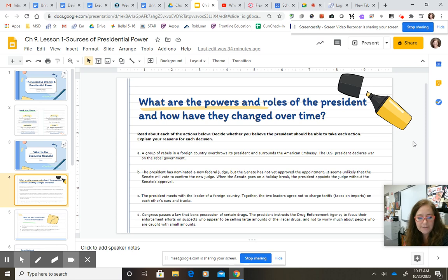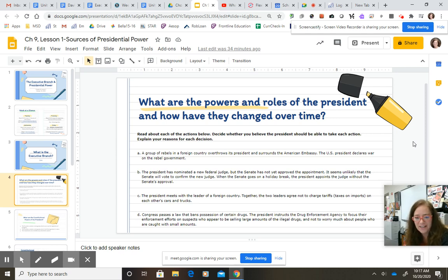Okay, C, the president meets the leader of a foreign nation. Together, the 2 leaders agree to not charge tariffs or taxes on imports on each other's cars and trucks. Is the president allowed to do that? Just somebody take a guess. No. Okay, actually, yes. And I know it was just a guess, so no worry.